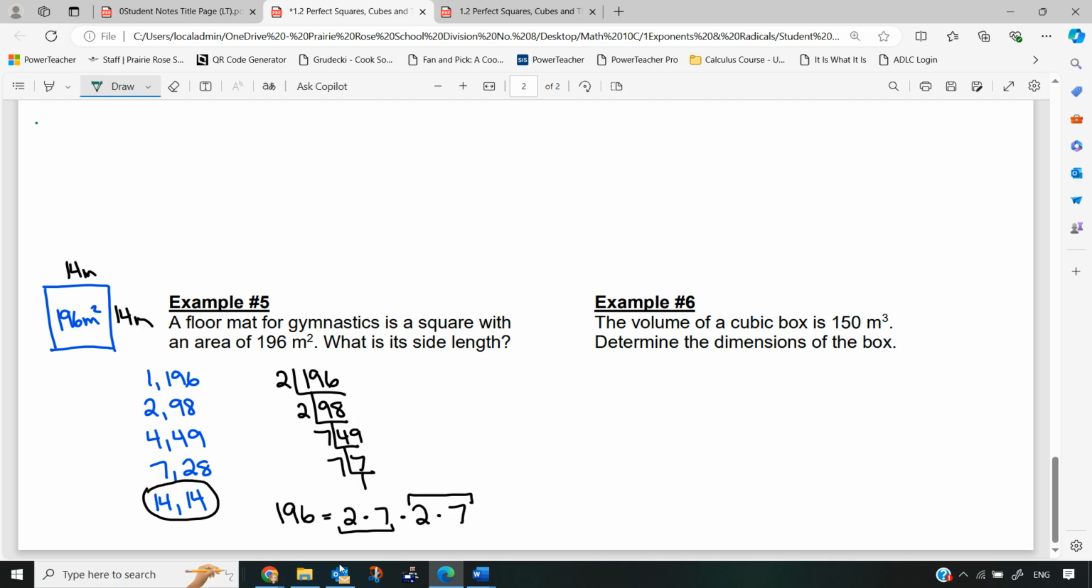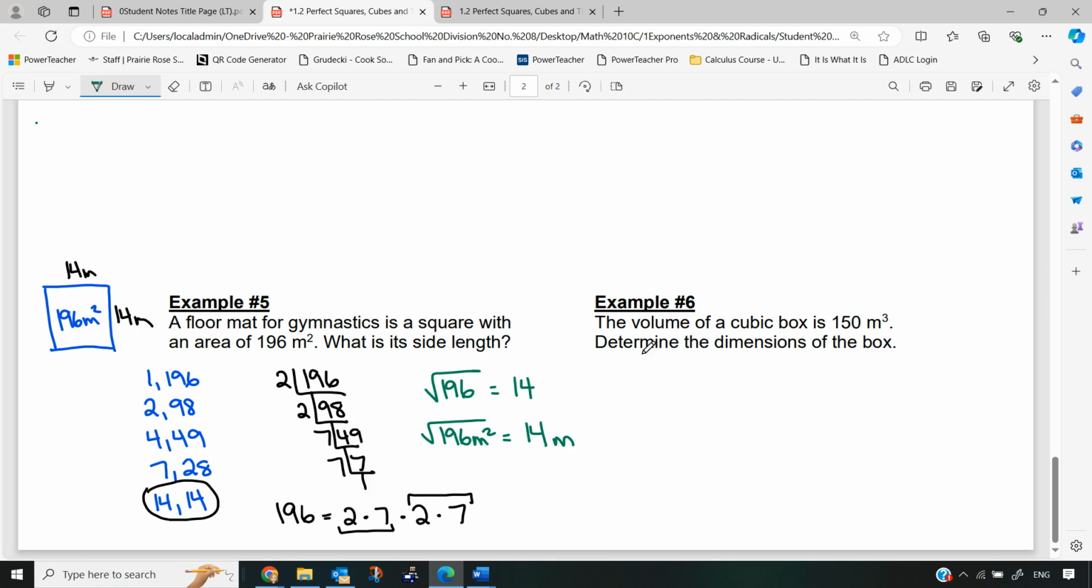A third way to do this is to take the square root. If I take the square root of 196 meters squared, I'm going to get 14. So the square root of 196 is 14 because 14 is one of the identical factors that multiplies to be 196. Now, if I think about the units, I've got 196 meters squared. Just like I can square root the 196 and get 14, the square root of meters squared is meters. So my side length is 14 meters.